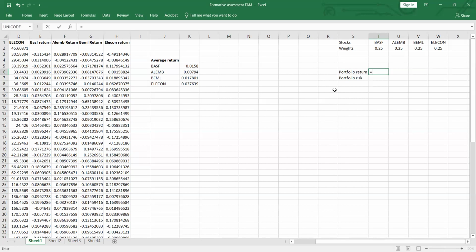We use the SUMPRODUCT formula. For array 1 and array 2, we select the weight range, this is my weight range. Then we select the average return, this is my average return.